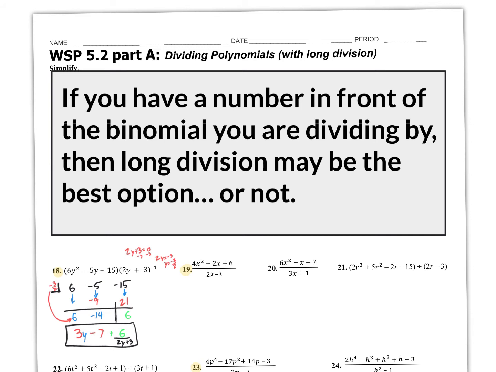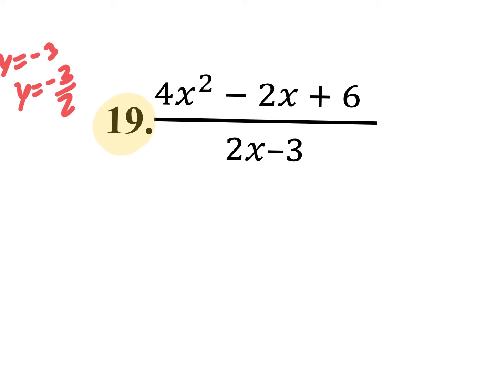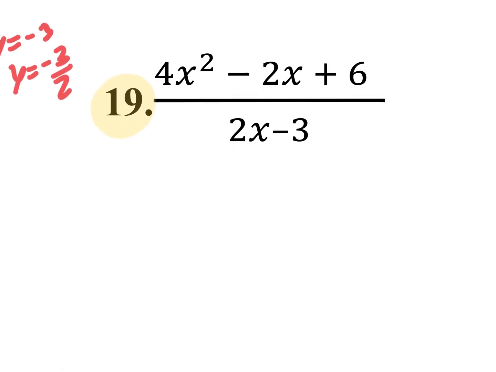On this other page, where it says divide with long division, I just wrote these notes right here right now. If you have a number in front of the binomial you're dividing by, then long division may be the best option. Or not, right? But let's check it out. Let's look at number 19. You see, if I had a really high power, then maybe synthetic would be the better option. But since this is not that high of a power, I want to show you how long division isn't that bad.